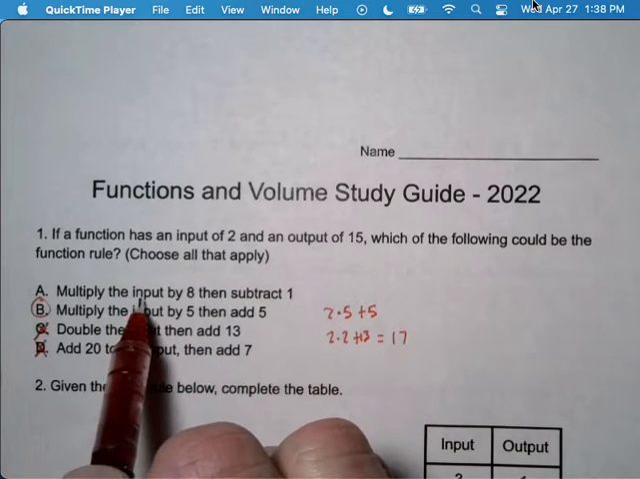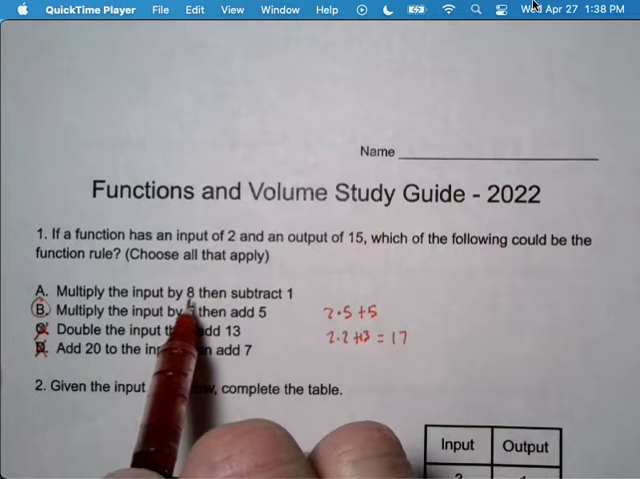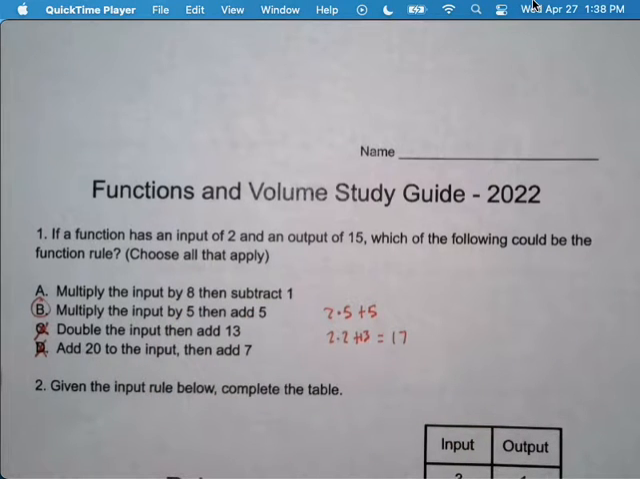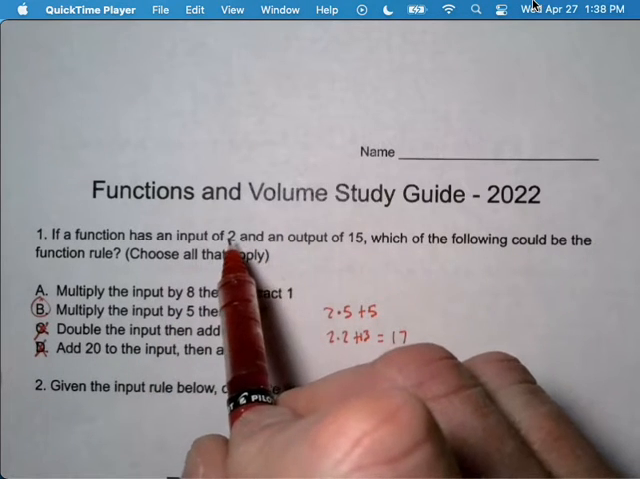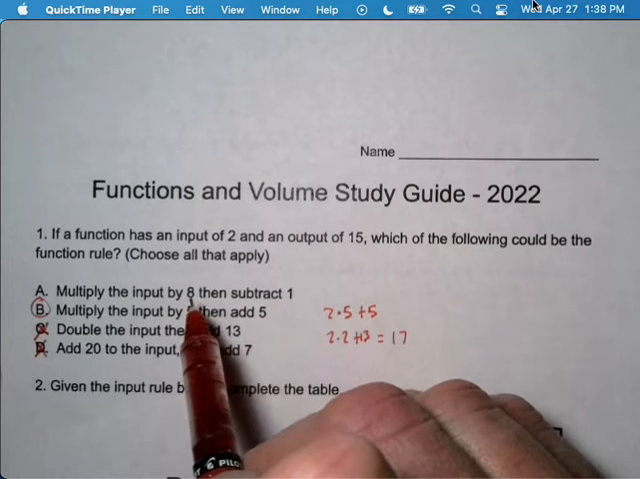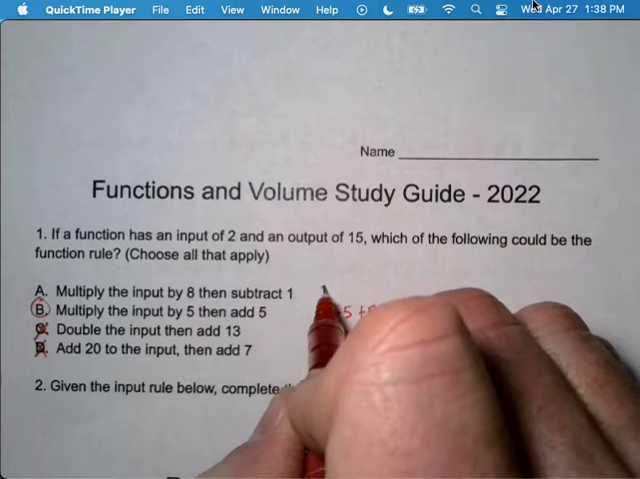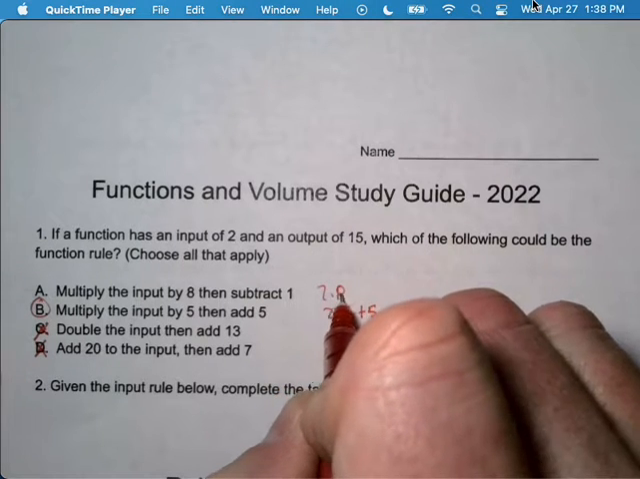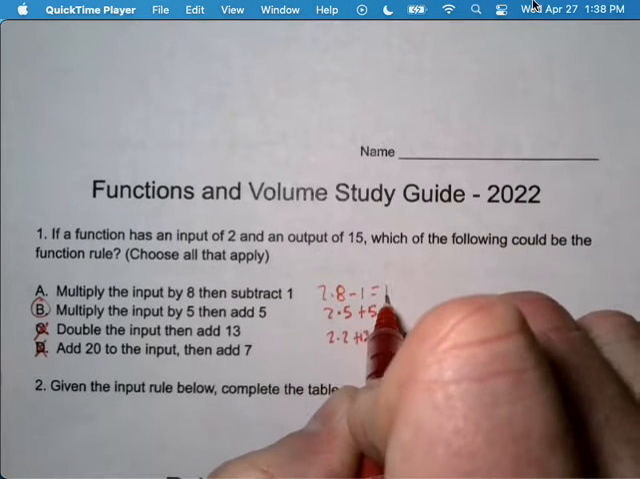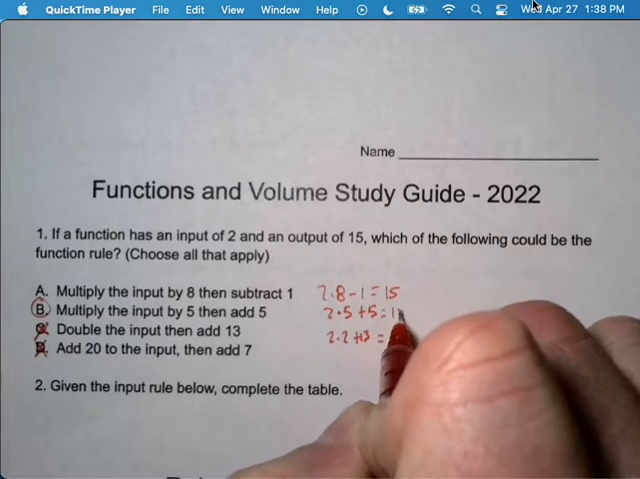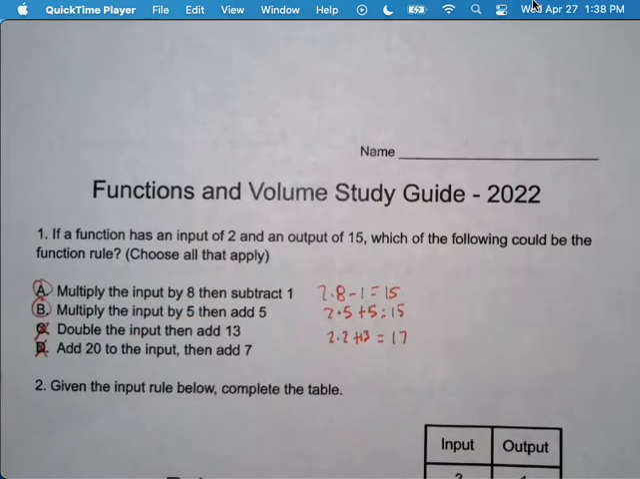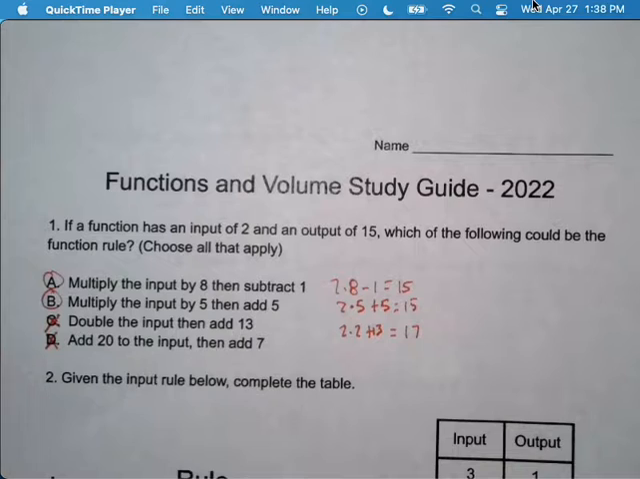And then what about this one? Multiply the input by 8, then subtract 1. Well, if the input is 2, 2 times 8 is 16. Then subtract 1, that's 15. So that would be 2 times 8 minus 1 equals 15. That one works. Okay, so A and B are both true, could possibly be the input rules, okay?